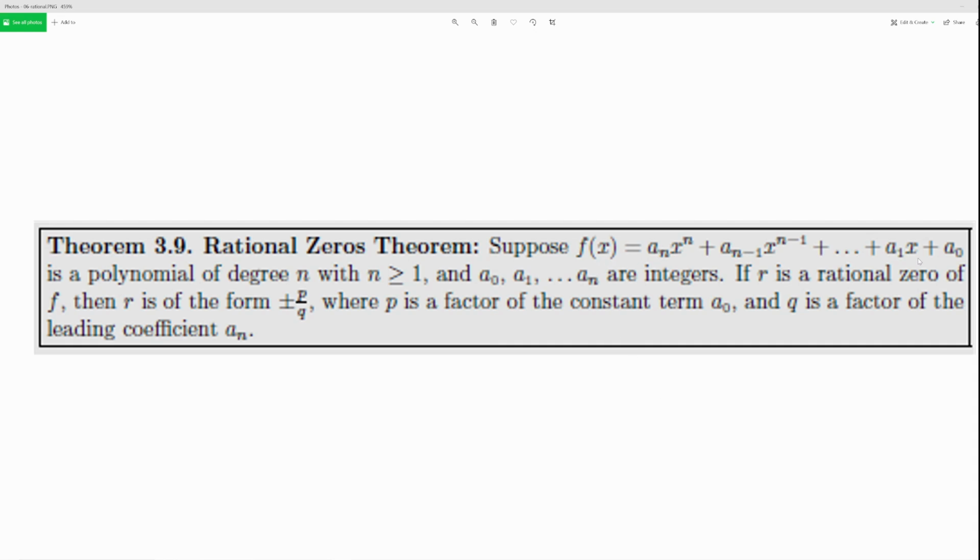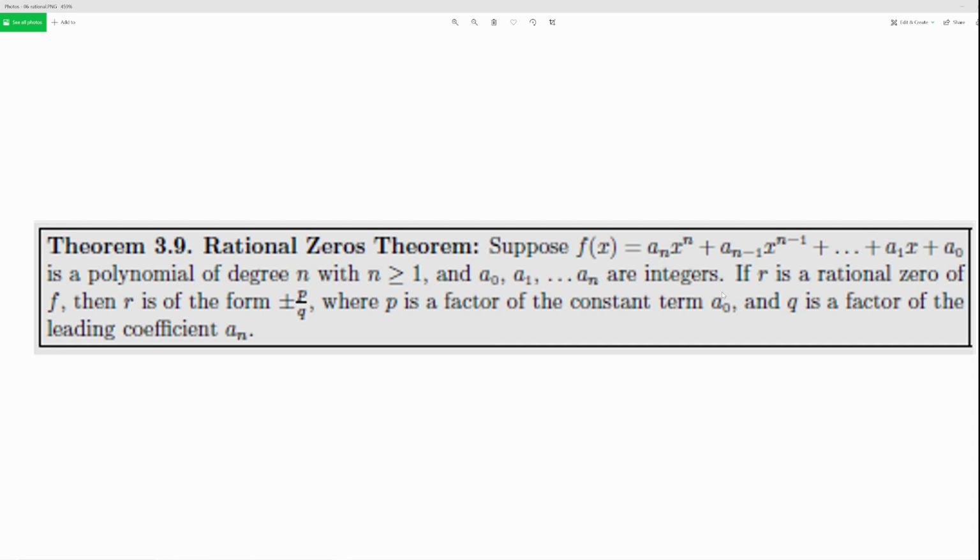have a polynomial, and we'll talk about the notation in a minute. The degree is n, so that's the highest exponent, and the coefficients, so from the constant term all the way up to the leading coefficient, these are going to be integers.